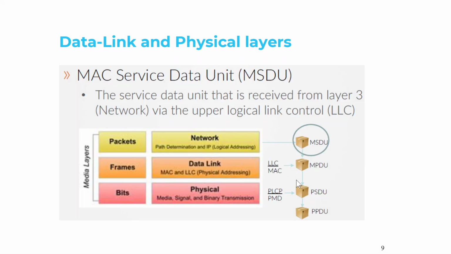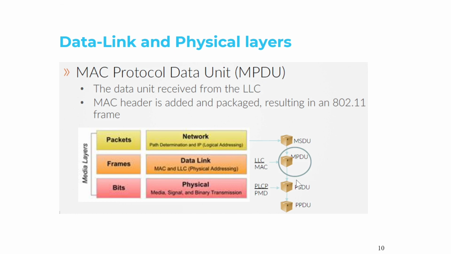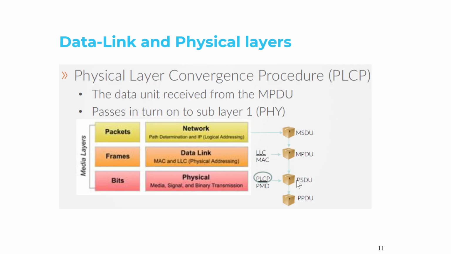So MSDU, MAC Service Data Unit, as I said before, is what gets handed over from layer 3. This is the application creating the actual data, and it's given to the LLC. Once it's given to the LLC, it will pass it to the MAC layer. This is where it becomes the MPDU, which is MAC Protocol Data Unit. It adds the MAC header at this point. It's passed on to the PLCP, which is the first layer of the physical layer. This is where the preamble and the physical header are added or removed at the PLCP layer.